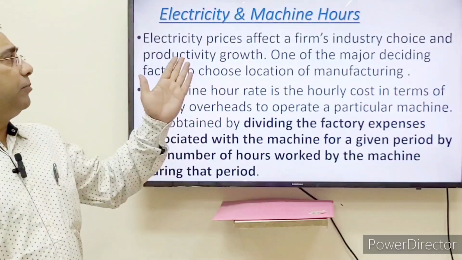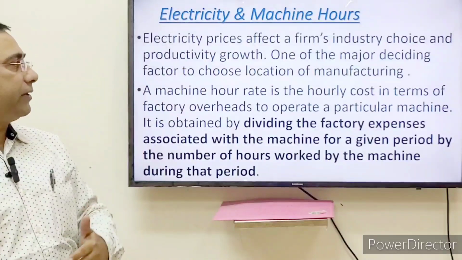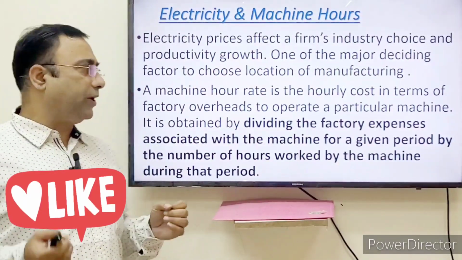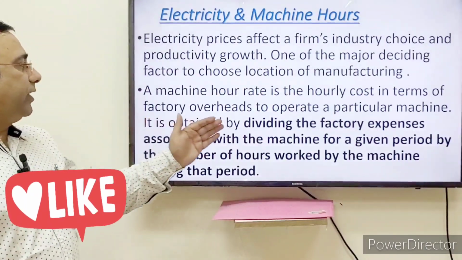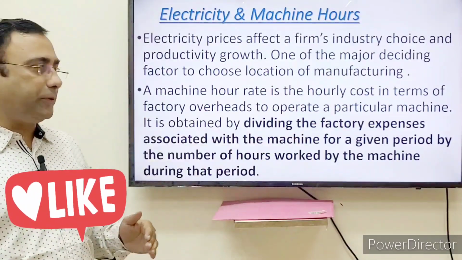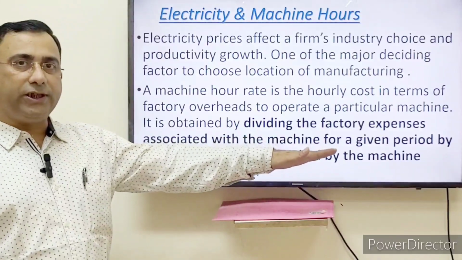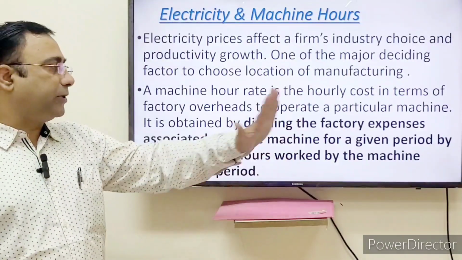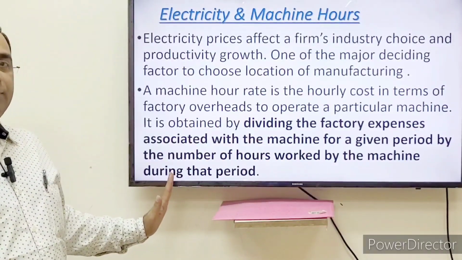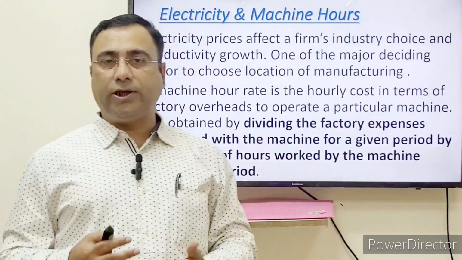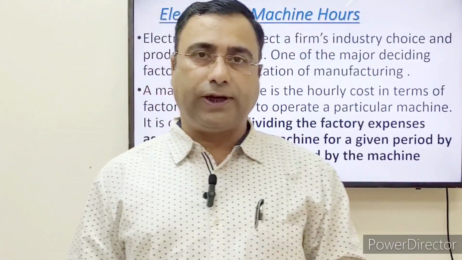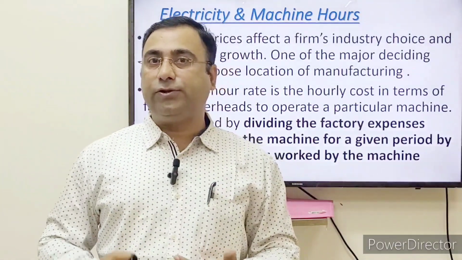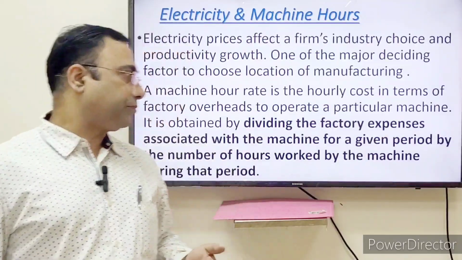And then the machine hours. Machine hours is a rate. It's the hourly cost of your factory expenses in terms of overhead, and it is obtained by dividing the factory expenses associated with the machine for a given period by the number of hours that machine worked during that period. Suppose you are calculating for a month, so all the factory cost should be divided by the number of machine hours that you operated during this month.